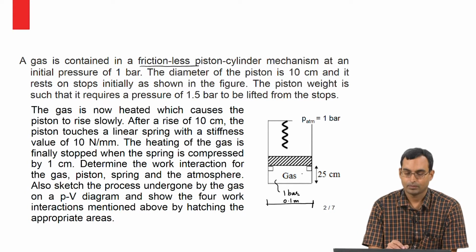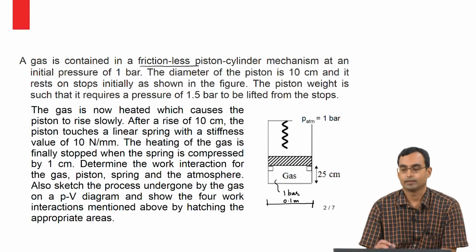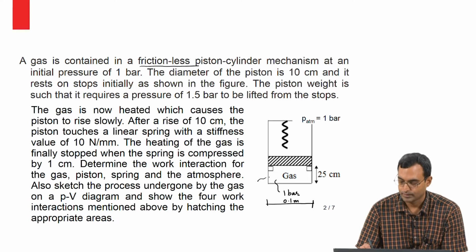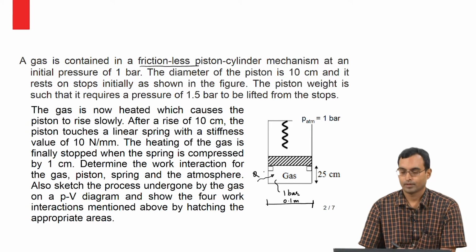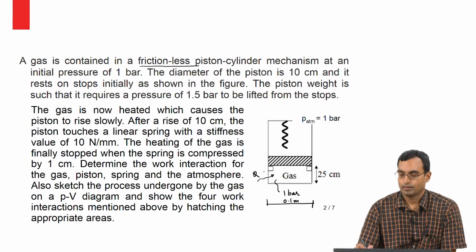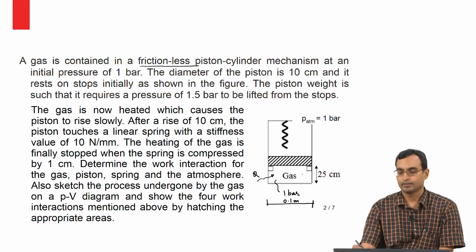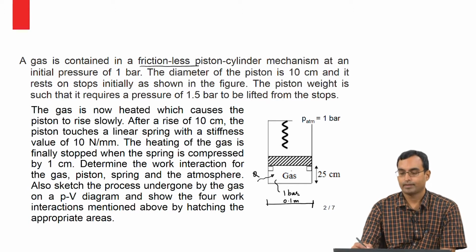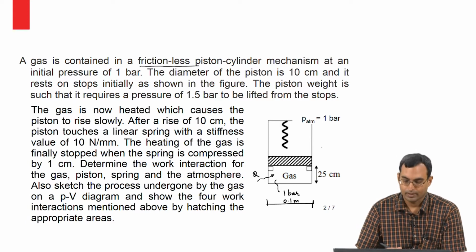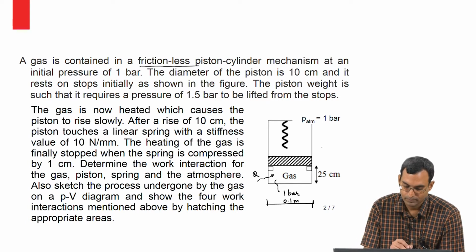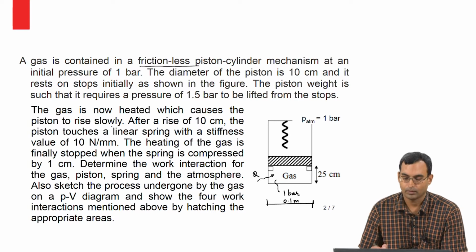It says the gas is now heated, which causes the piston to rise slowly. So, we are giving some amount of heat to this gas. We will see that we usually represent this as Q. What I would expect is, as this heat is given here, the temperature of the gas increases, and the pressure of the gas also increases. At some point, because the pressure is high enough, higher than the pressure on top and the weight of this piston, it is going to move up. So, this causes the piston to rise slowly.